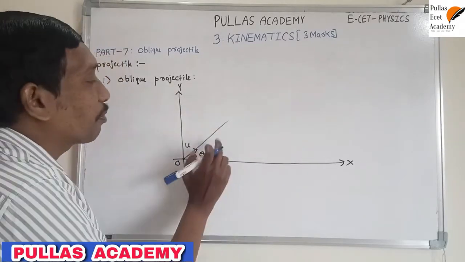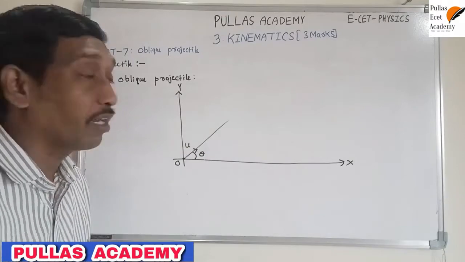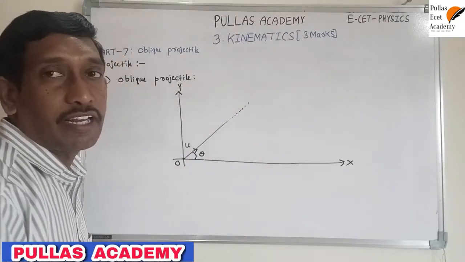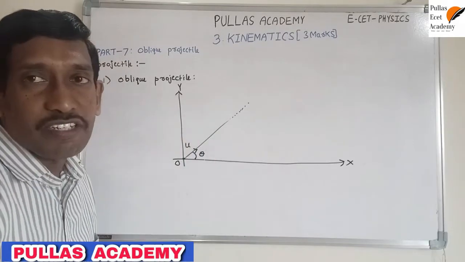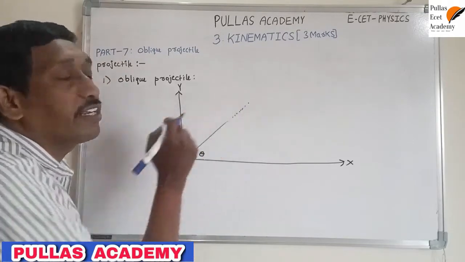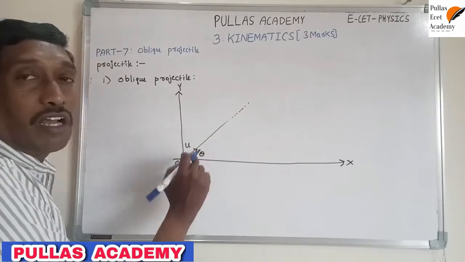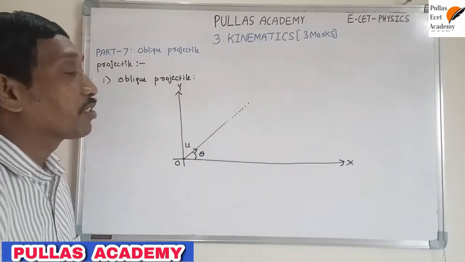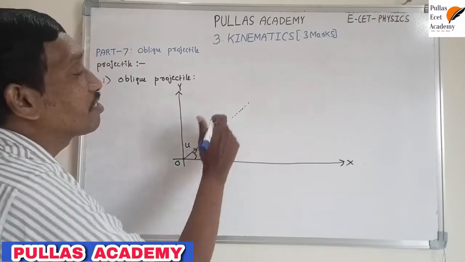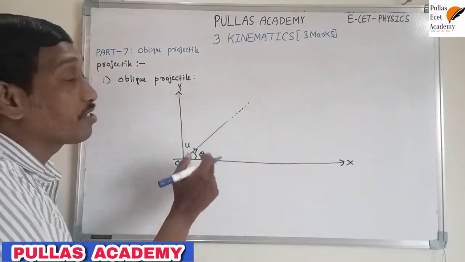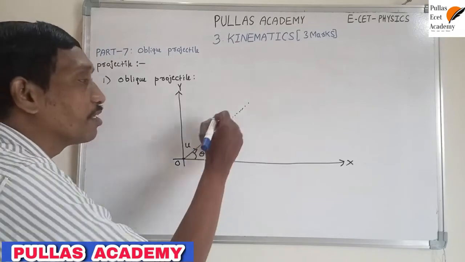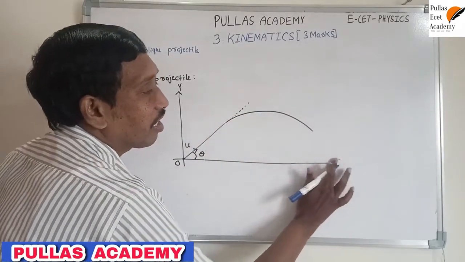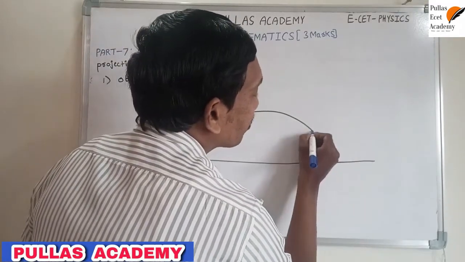When any object is projected like this, that is oblique projectile. When you project this body, it is moving along this slanting line. By the application of external force, but not only an external force, gravitational force is also acting on this body. Under the influence of gravitational force, this resultant force is acting on this body. Due to this resultant force, this body moves along this curved line and finally reaches the ground.